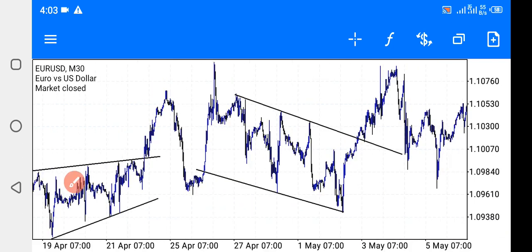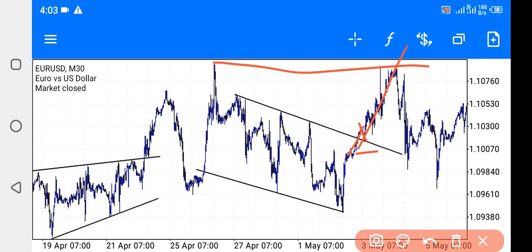Now let me show you guys this particular one. Look at this, guys. The market broke our distance. It came to retest. My stop loss is just down below here. My take profit is at this resistance level. Boom, guys, it hits my take profit.